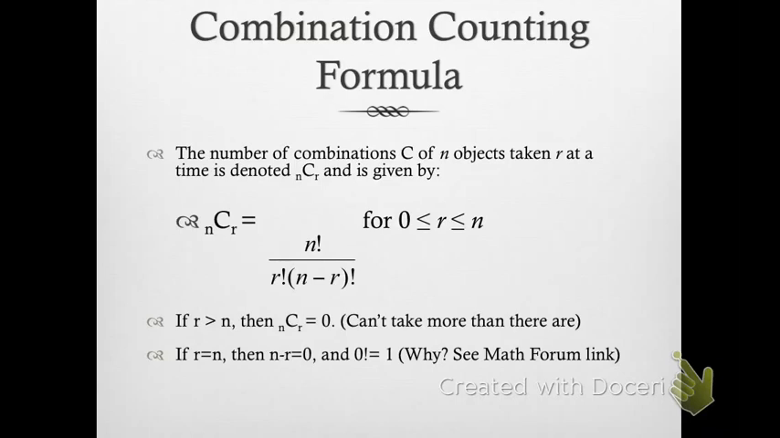So let's take a look at our formula. A couple of things that I want to highlight. We're taking n objects chosen r at a time. The only thing different from the last formula is that we have another r factorial. We can't choose more objects than there are. And 0 factorial is equal to 1. And I'll provide a link that explains a little bit more about that.